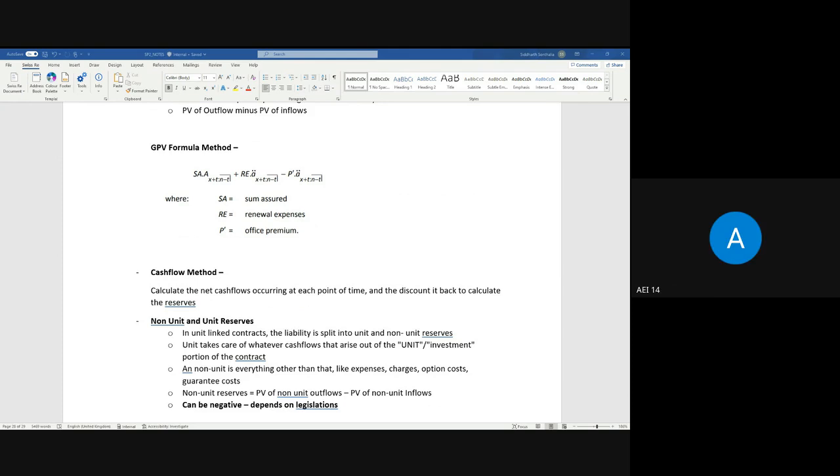Yeah. So when you're calculating the GPV, you always take into account all your outflows. So your expenses and commissions both are being taken into account. So either you are subtracting it out of premiums or adding it onto the expenses. Okay. Yep. That's fine. Any other doubts?